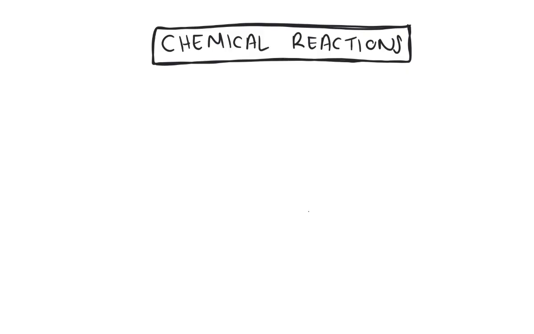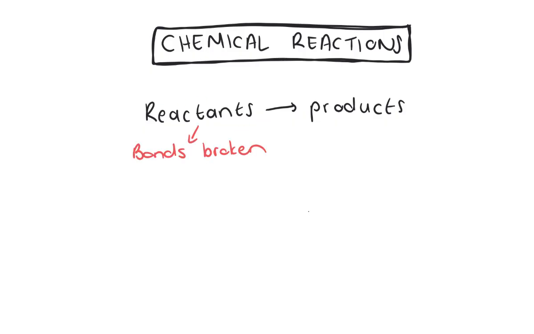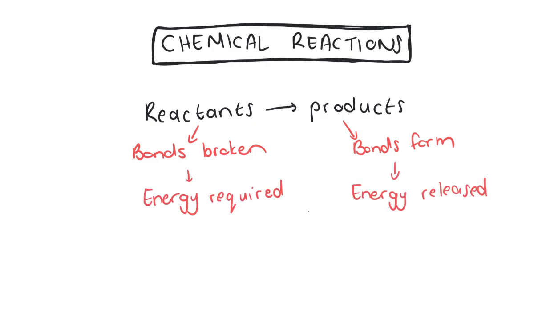So let's take a look at what happens inside a chemical reaction. All chemical reactions involve a change in energy. Why? Because if I have my reactant, the bonds between the atoms are broken, then rearranged, and then formed again. Breaking bonds requires energy, while forming bonds releases energy. So the overall change in energy depends on which one is bigger.